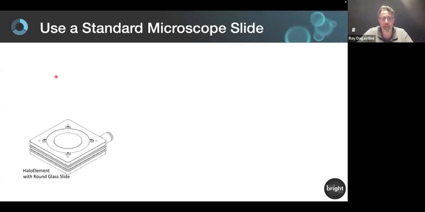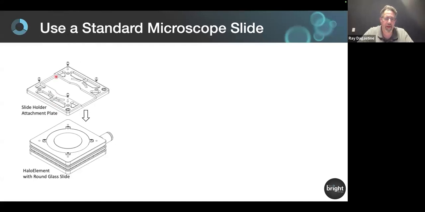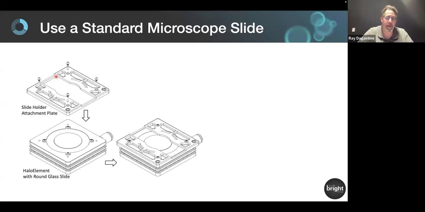That's the HaloElement with a round glass slide. You can put your sample straight on there, a drop of water, and a cover slip if you wanted as well. But we actually found it's probably easier. We've gotten this feedback, and we made a little plate to hold the round glass slide in place. You put that on there, and now this is a standard microscope holder.